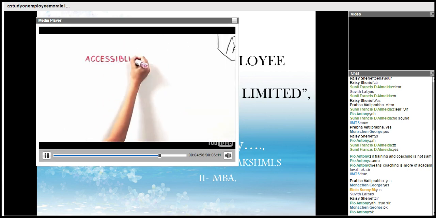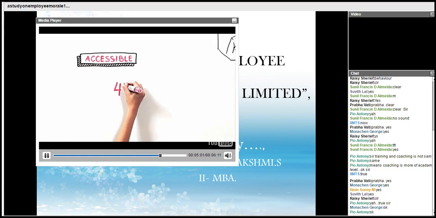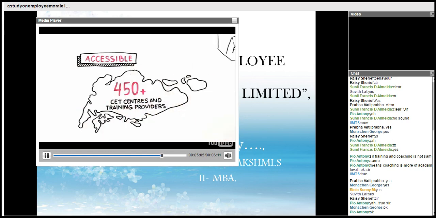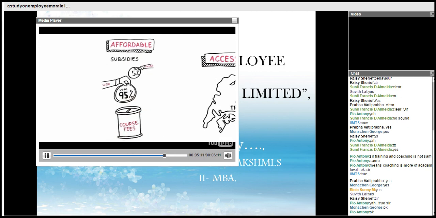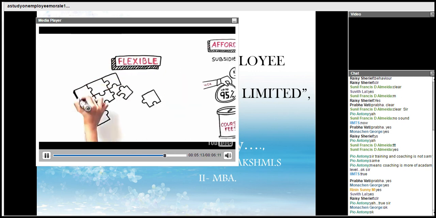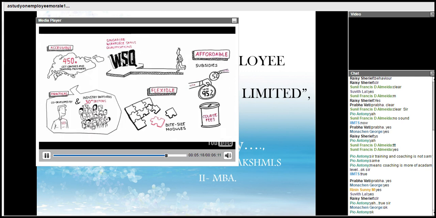The courses are accessible. They're easily available at more than 450 CET centers and training providers island-wide. They are affordable. Singaporeans can get subsidies of up to 95% of course fees. They're also flexible. You can take up bite-sized modules to suit your needs and schedule.